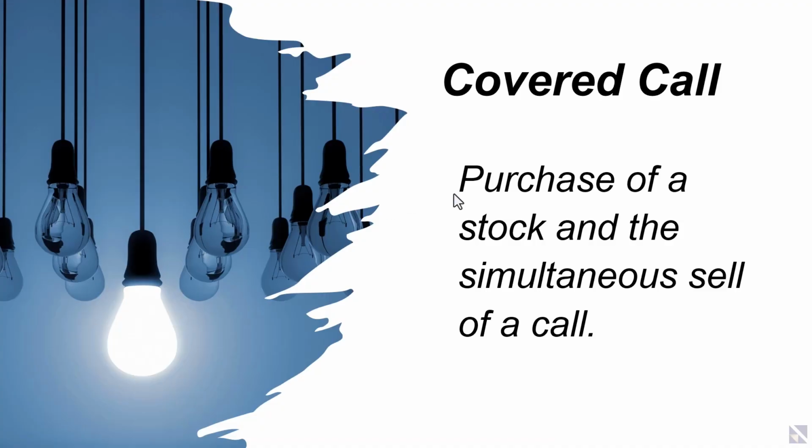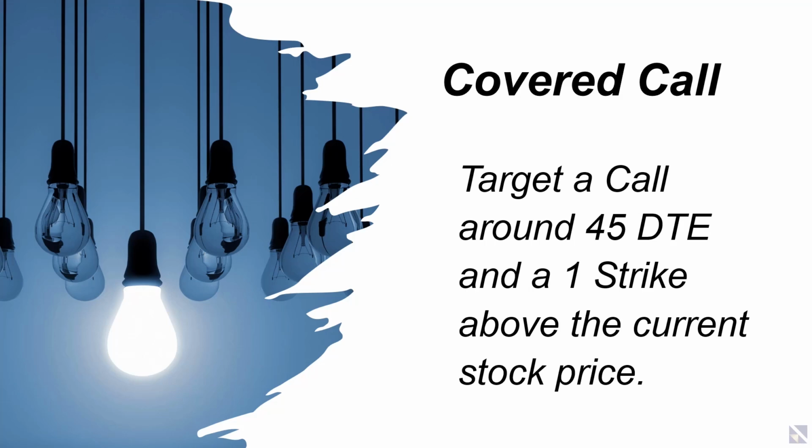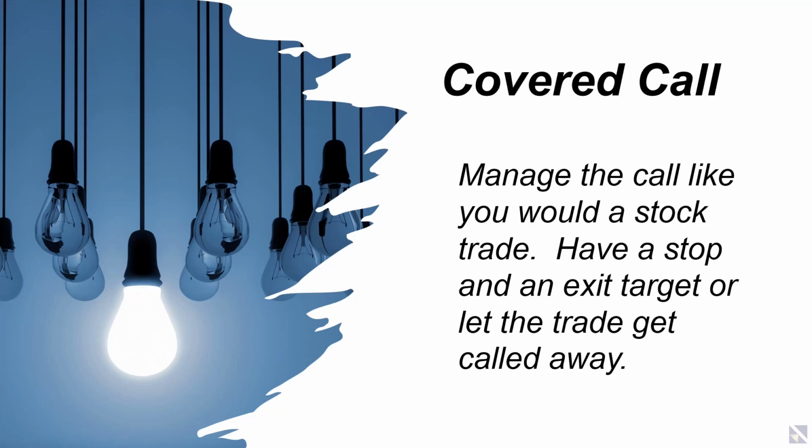And again, keep it simple. A covered call is no more than the purchase of a stock and the simultaneous sell of a call. We're going to target a call around 45 days to expiration. When in doubt, always go with more time, and one strike above the current stock price. Now, again, this can be altered a little bit if you like a certain stock or a certain strike price, maybe a different expiration, but this is some good basic guidance. And like any other trade, we manage the covered call like you would a stock trade. You're going to have a stop in place, you're going to have an exit target, or in this case, you could simply let the trade get called away.